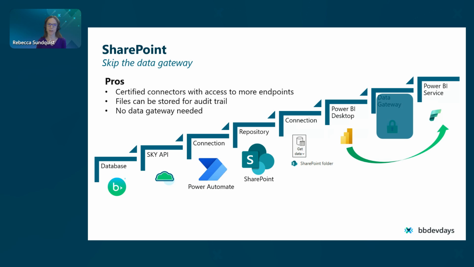So our pros here are that in Power Automate, there are certified connectors that have access to even more endpoints than just those list endpoints. So we can start to get a little bit more specific, pulling constituent level details. However, that still might not make sense on a bulk level. If you're storing your files in SharePoint, you can have an audit trail there, monitoring change history on your files, or time stamping, date stamping the file names to keep track of file history.